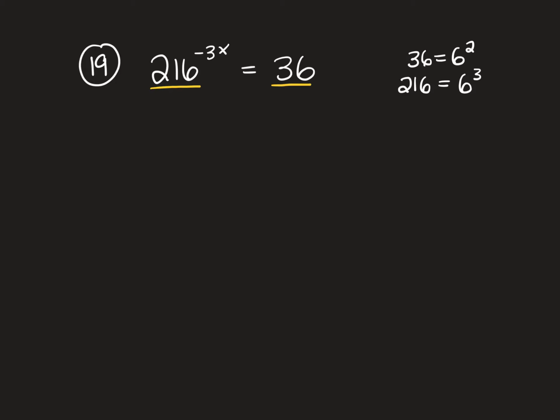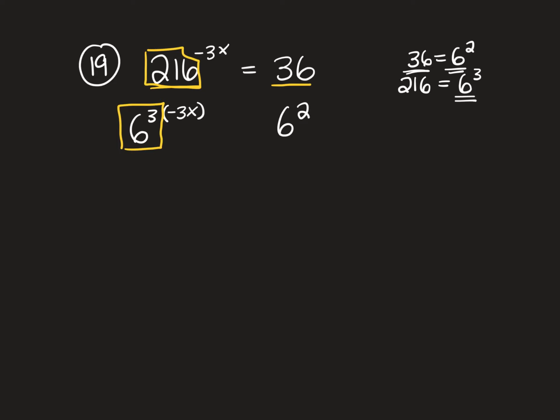So I'm going to just rewrite this equation. Instead of 36, I'm going to write 6 squared. Instead of 216, I'm going to write 6 cubed. But I have to be careful here. So it's 6 cubed, but I still have that power that I started with originally, which is negative 3x. So pay attention. This right here is 216, okay? But I still have to write the power that was there originally.